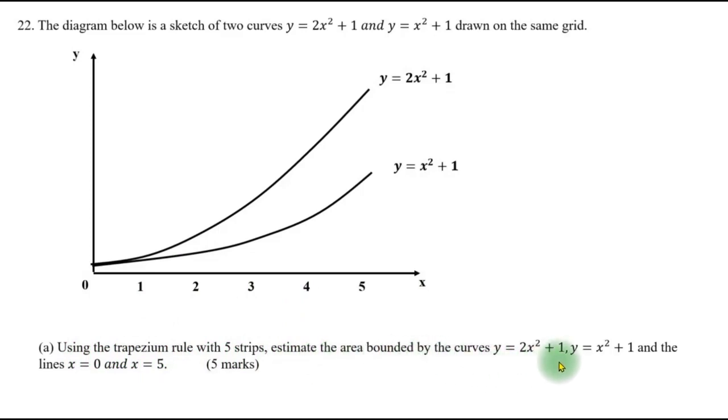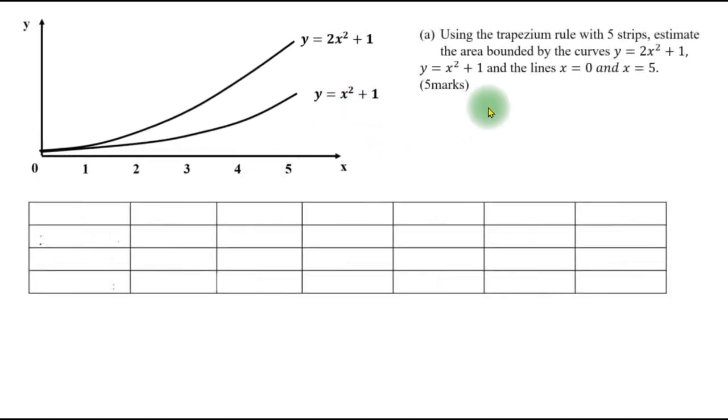y is equal to 2x squared plus 1, y is equal to x squared plus 1, and the lines x is equal to 0 all the way to x is equal to 5. So we need the area bounded by the two curves. So in this case, we have to make sure that, since we are using the trapezium rule with 5 strips, we are going to subdivide them and then we work it out. So in our case, we subdivide them into 5 strips.